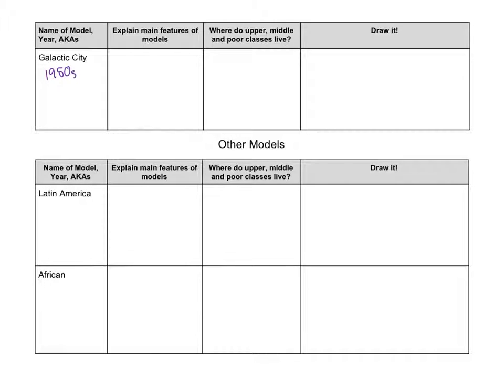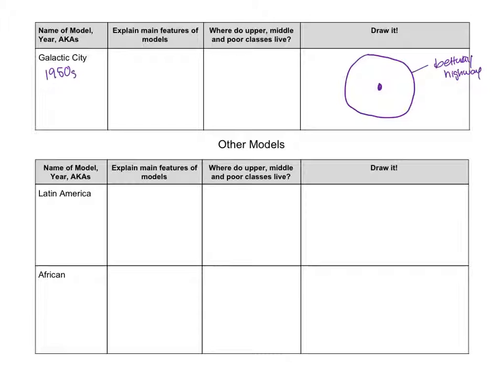So if we are drawing this, we're still going to have our CBD downtown, but this model is really big in that it has a beltway that goes around it. So think of a belt as something that goes around your waist, right? Like a normal belt, and it's a circle. So it's like a circle that goes around the city, and this is a beltway, usually like a highway, okay?